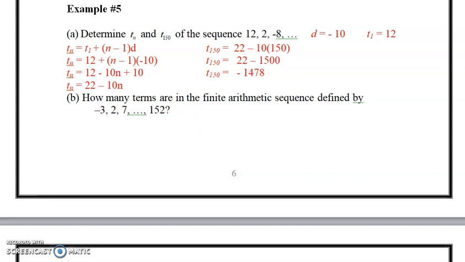Let's look at the next example. First thing we're doing is we're going to write down what we have. So I'm going to steal this for a minute.